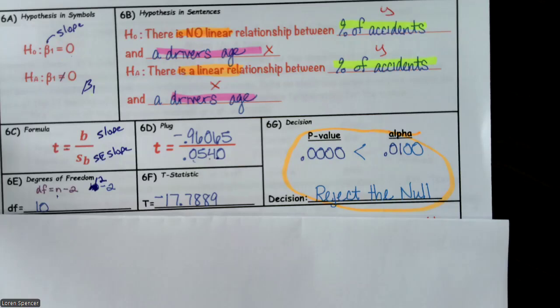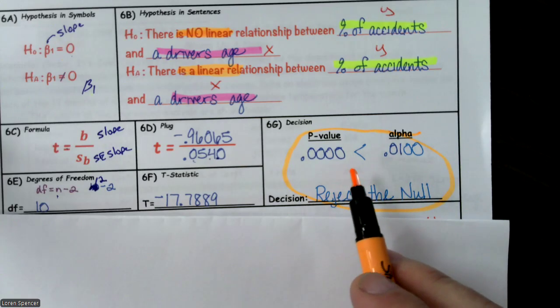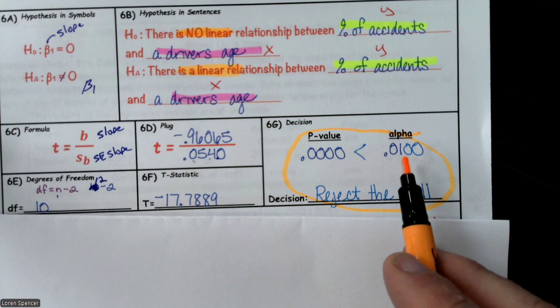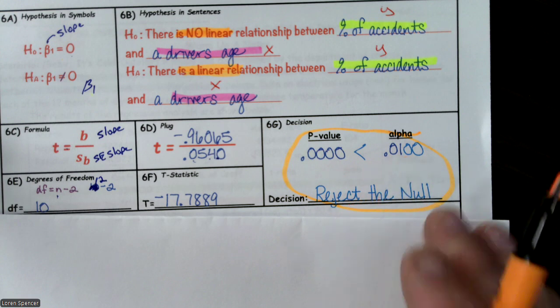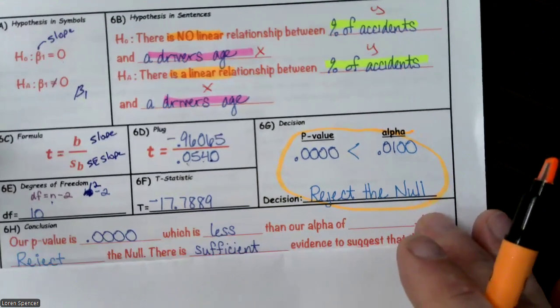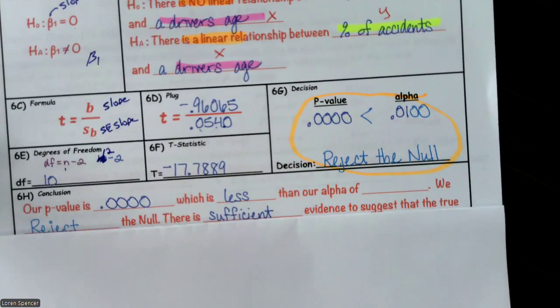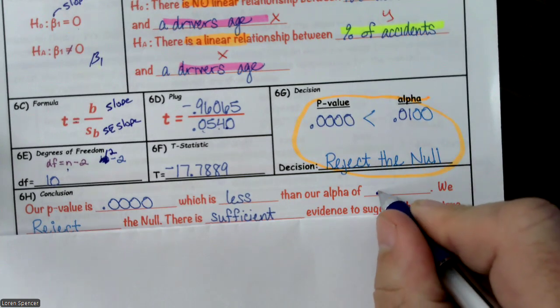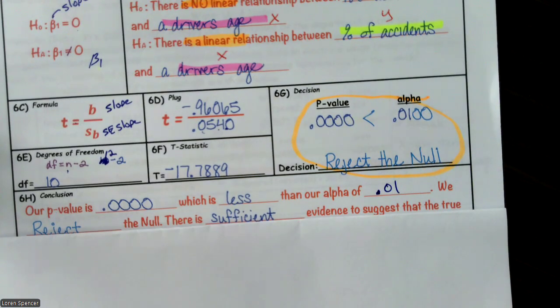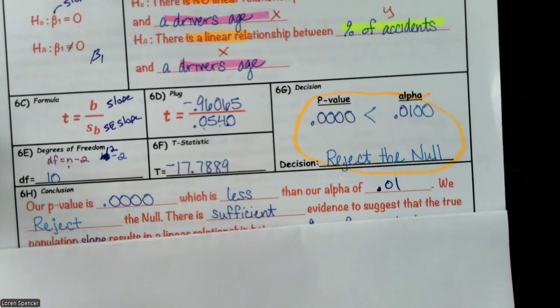It's going to say our p-value is approximately 0, which is less than our alpha of 0.01. We reject the null. So here we go.